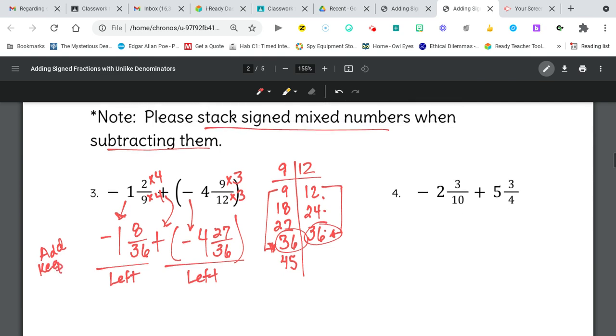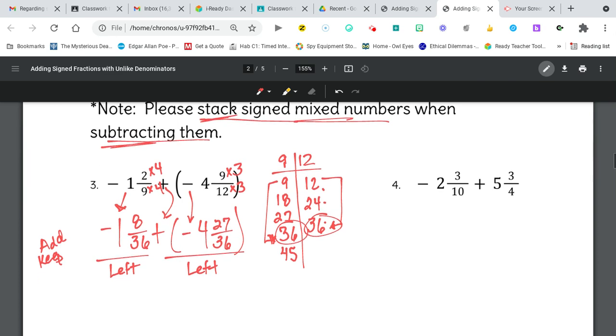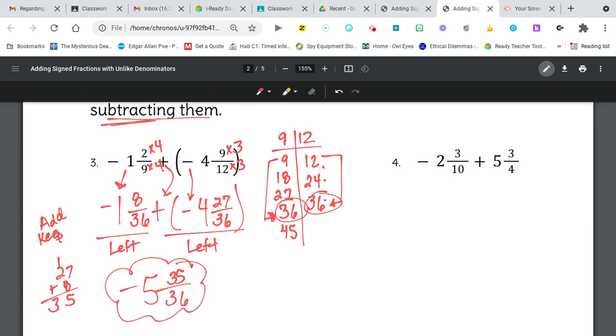All right, so I'm not subtracting them. I just said stack the mixed numbers if you're subtracting them. Well, I'm adding, so I'm just going to add. It's going to give me negative 5 and 27 plus 8. That's the numerators. Negative 5 and 35 over 36. It's negative because if they're both on the left side of 0, the only numbers over there are the negative numbers.